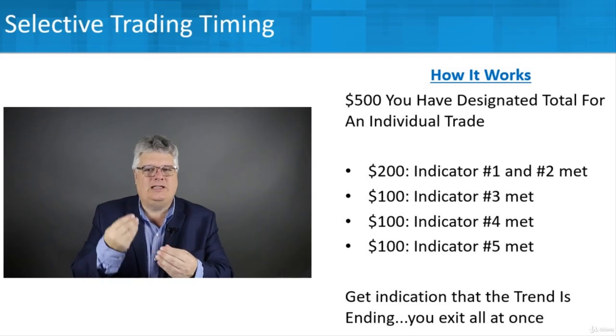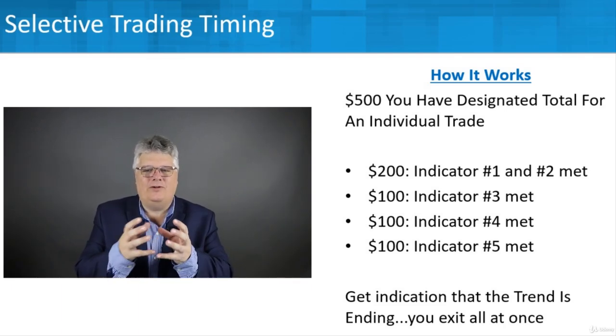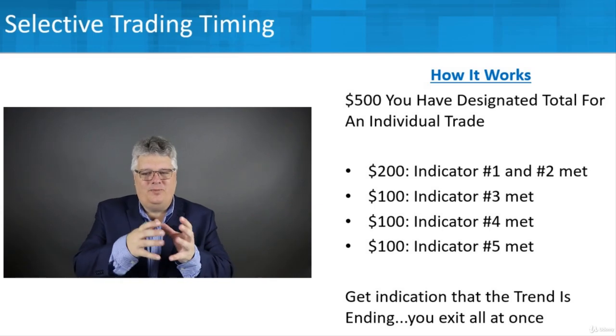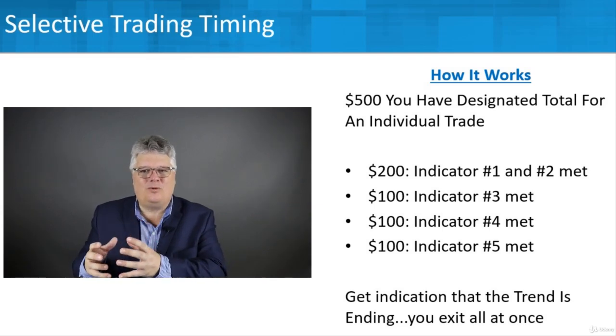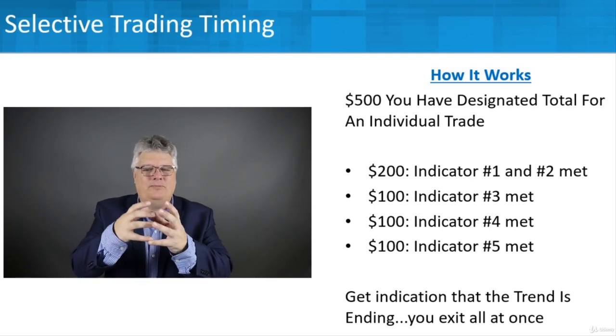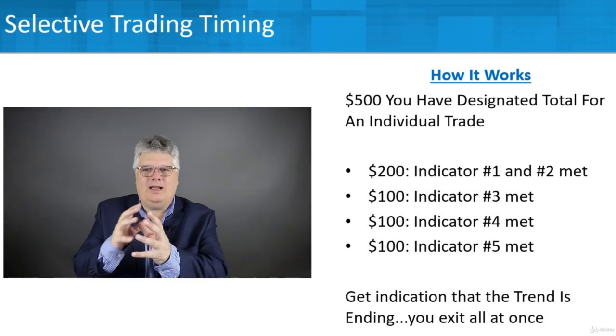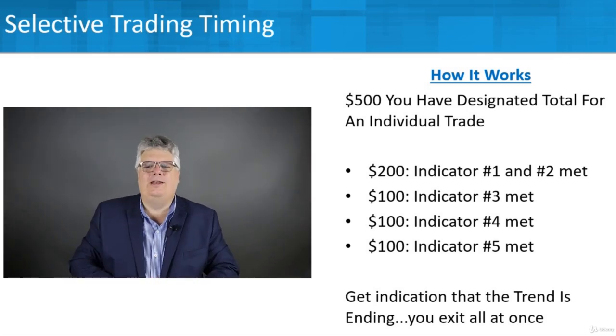Once you see a definite sell signal, you want to get out and book your profits. Otherwise, just as you built up your profits going up, you don't want to erode your profits going down. You want to build them up slowly, then protect them, and then get out and do another trade, doing it all over again is the idea. So that's the idea of how that selective trading timing works.